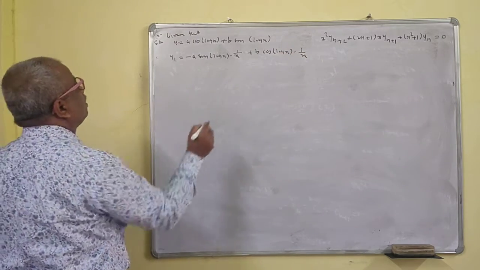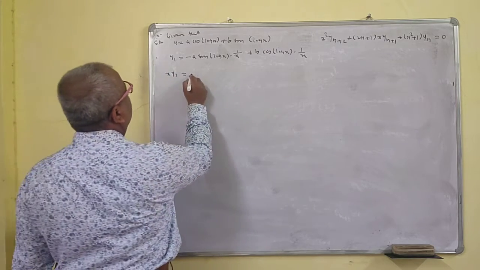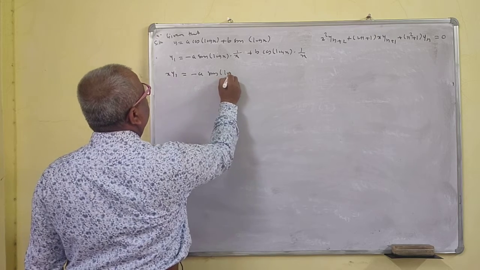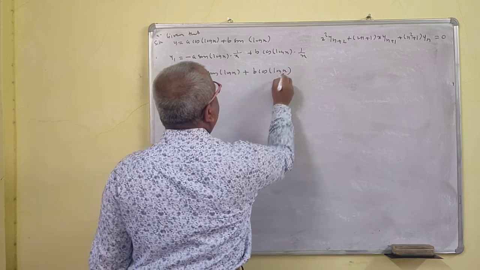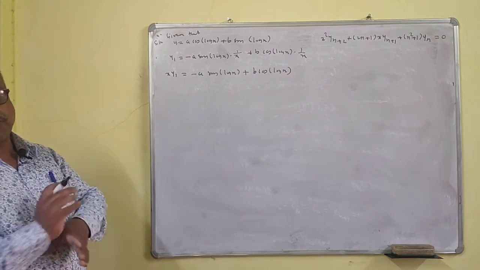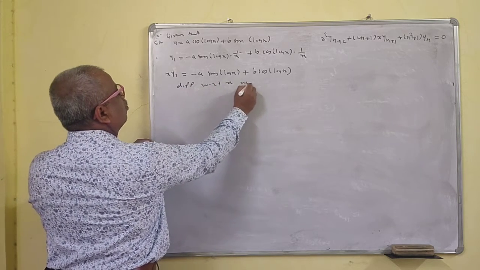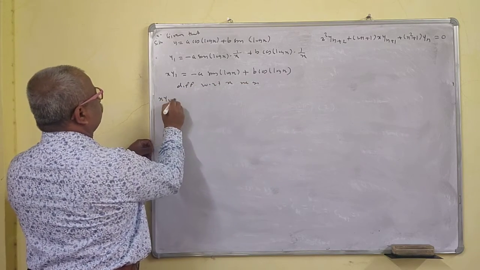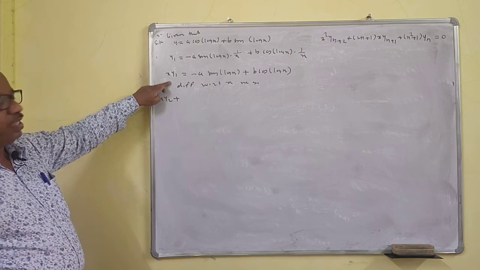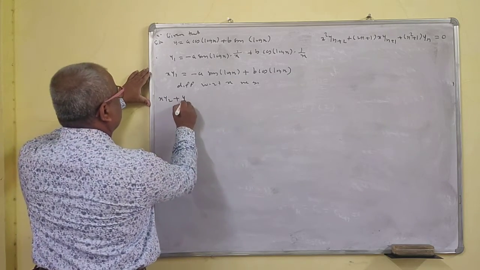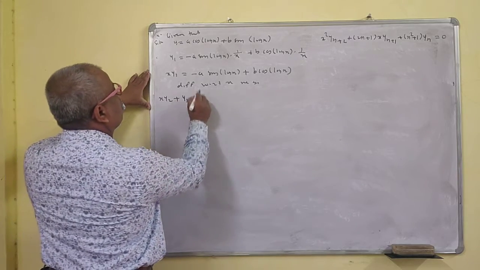So 1 upon x is there. We shift 1 upon x to this side: x y1. So then this is what? Minus a sine of log x plus b cos of log x. Again we will differentiate this with respect to x. So differentiating with respect to x, we get x y2. Here you have to apply the product rule. x as it is, derivative of y1 is y2. Now your y1 as it is, derivative of x is 1. So this is x y2 plus y1 is equal to, we will differentiate this now.